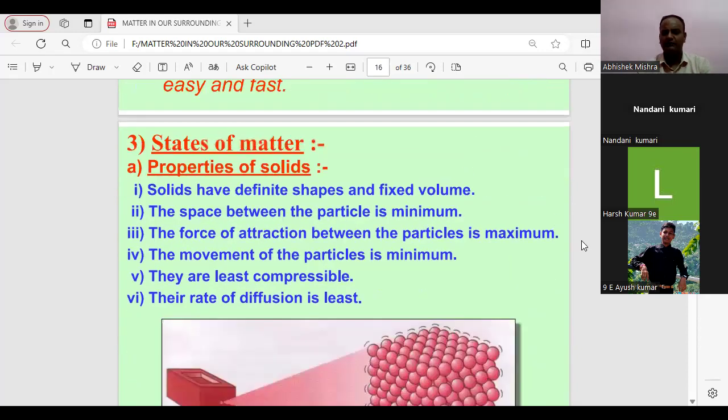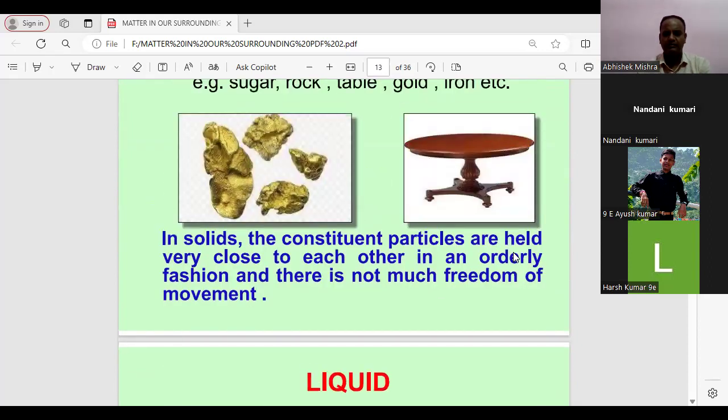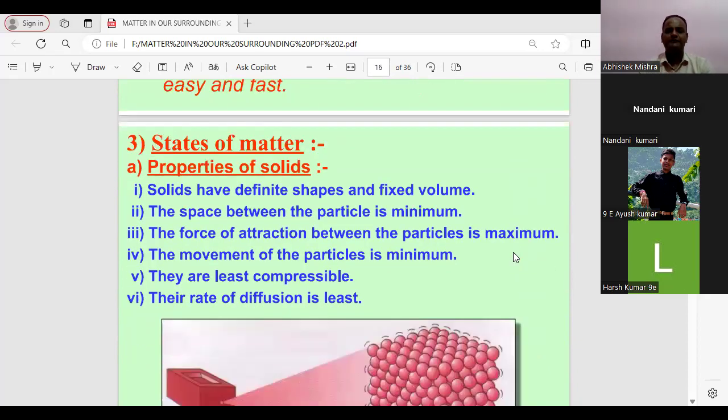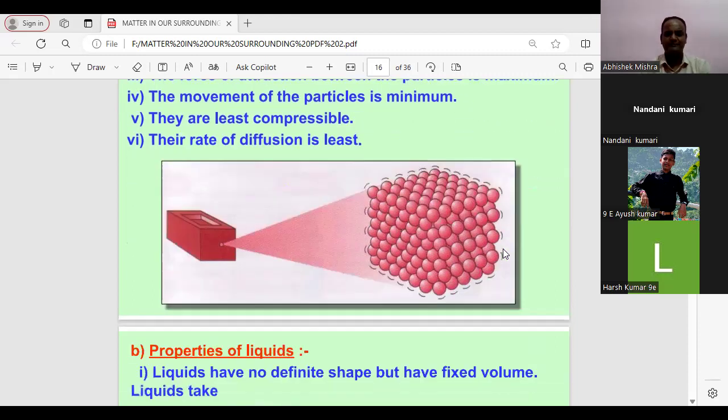Okay, Ayush, one more property of solid. Particles of solid have less compressibility. Okay, we can't compress it much. Okay, good, Ayush. So ultimately, if we sum it up, we'll say that definitely the solid has fixed shape, fixed volume. The space between the particles is minimum. Force of attraction is maximum because the space is minimum. Movement is minimized. Why? Because the force of attraction is maximum. They are least compressible and the rate of diffusion is also least because of the tight packing of the particles.